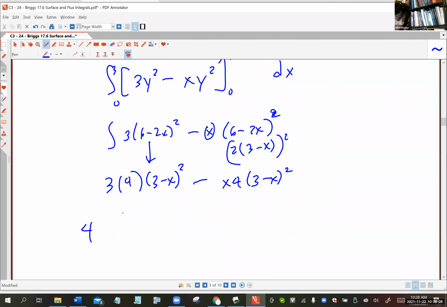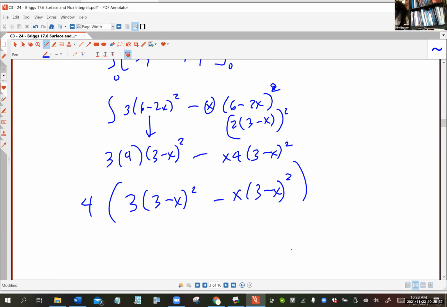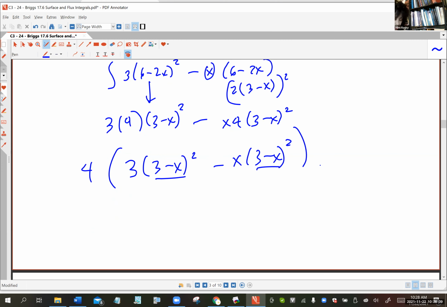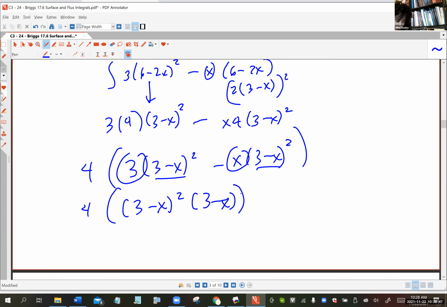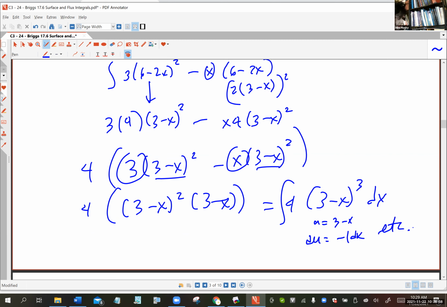Well, if I factor out the 4 all the way, this is really cool. Watch what happens. A little bit of fun with algebra. I'm not doing anything exciting here, but I want you to notice that there's a 3 minus x squared that's common to both. And so if I pull that out, the other factor is 3 minus x. So I really have 4 times 3 minus x cubed. And then I can just do a little bit of u sub here and finish it up. It's not that hard. I'll just say et cetera, et cetera.